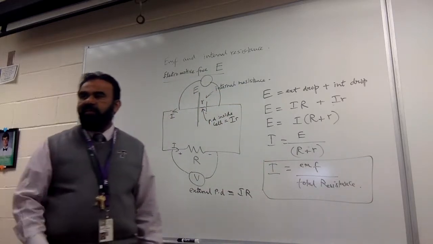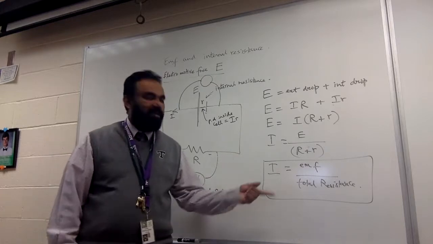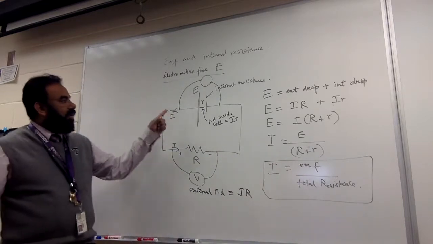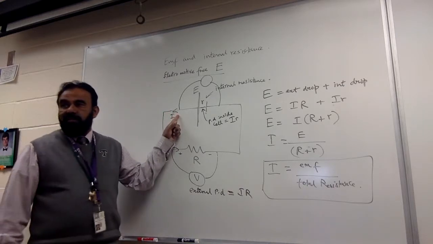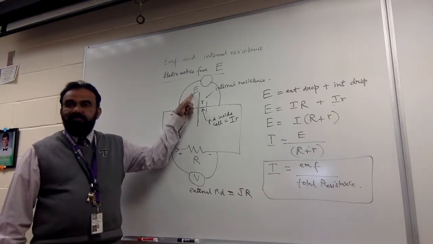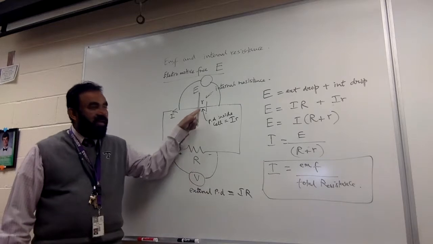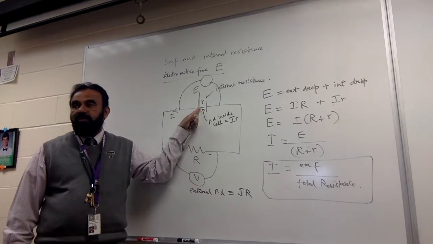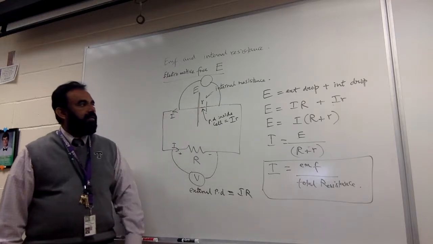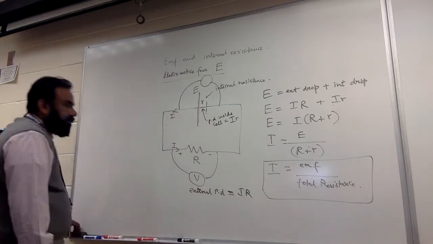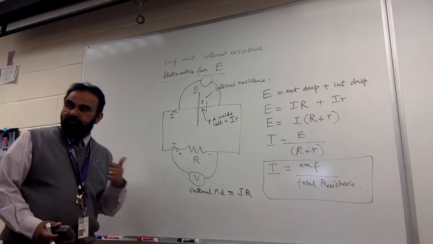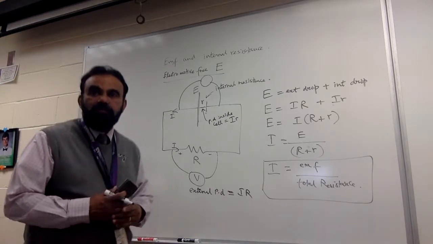What you have seen earlier, it's like V over R, but now it's EMF over total resistance. So how do I find this current? I need to know the EMF, I need to know the external resistance and the internal resistance. You get it? I need to know everything. Any questions here? Let me know. Good? Okay.